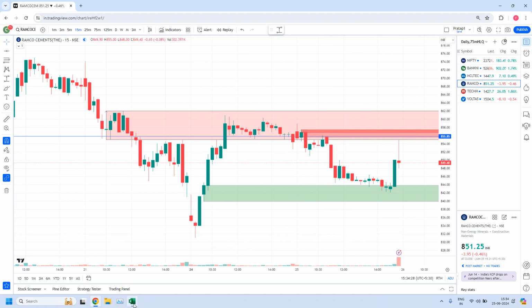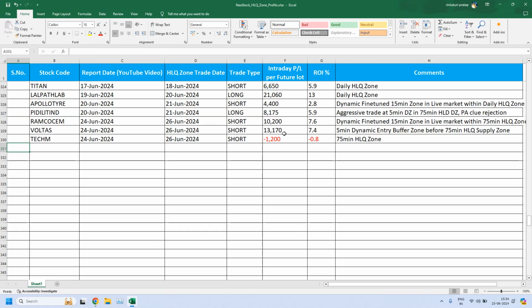This is the way RAMCOCEM has given a profit of 10,200 rupees, which is 7.6% return on the investment as per one futures margin cost. I repeat, 10,200 rupees profit, which is 7.6% ROI, as per one futures margin cost. This is a dynamic fine-tuned 15 minute zone in the live market within the 75 minutes high liquidity zone.